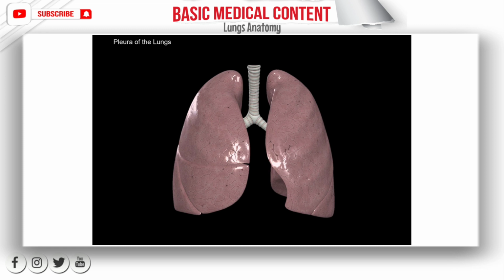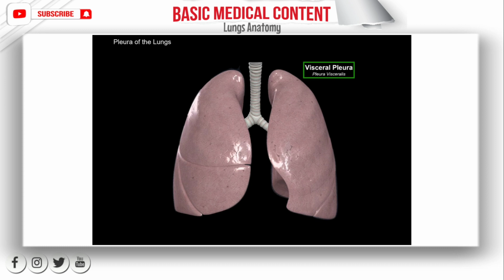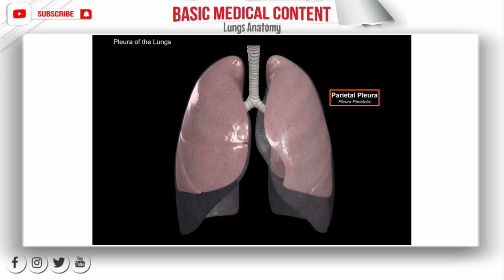The pleura is the coverings of the lungs, and we have 2 different types of pleuras around the lungs. The innermost pleura is called the visceral pleura, which is in direct contact with the lungs. Externally to that, you will find the parietal pleura, which is in contact with all surrounding structures.